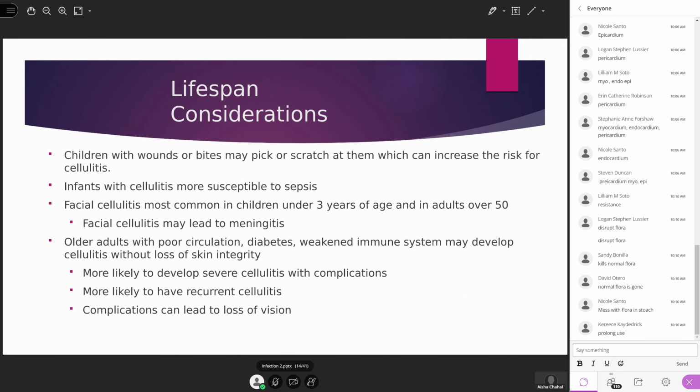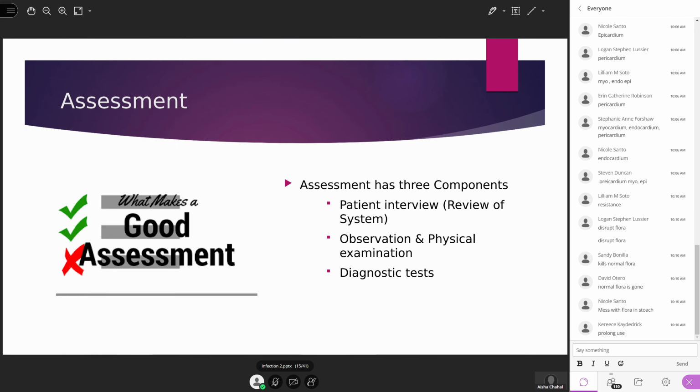A lifespan consideration is that in children there are more chances of the cellulitis spreading to the systemic route, because if they have wounds or something, they pick at it, right? So as we can imagine, it can go to the systemic route. Facial cellulitis can cause meningitis because it's right near the meninges and the brain, right? And older people have a poor circulatory system and their skin integrity is not there, so they're at more risk of getting cellulitis. If they get it, they're at more risk of systemic infection as well.